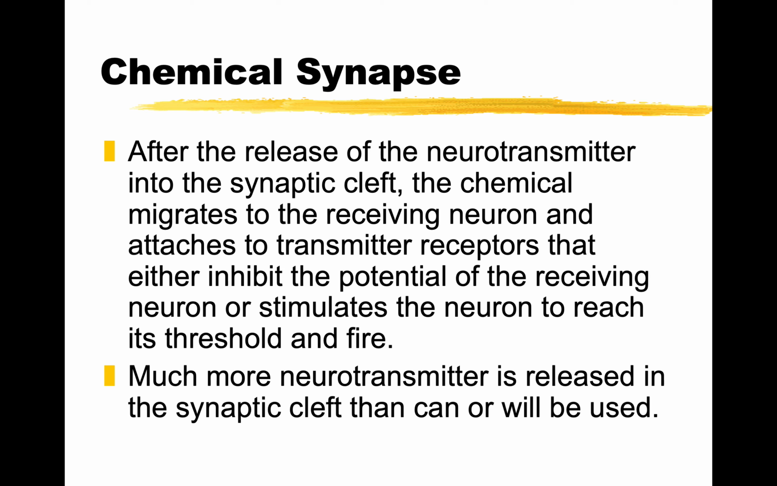After the release of the neurotransmitter into the synaptic cleft, the chemical migrates to the receiving neuron and attaches to transmitter receptors that either inhibit the potential of the receiving neuron or stimulate the neuron to reach its threshold and fire. Much more neurotransmitter is released in the synaptic cleft than can or will be used. So you can't just leave it in there.